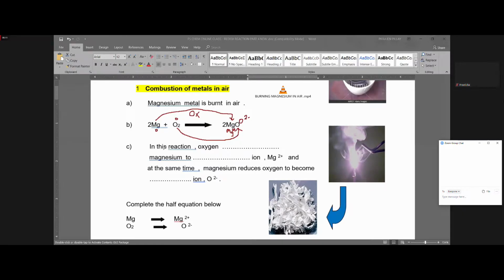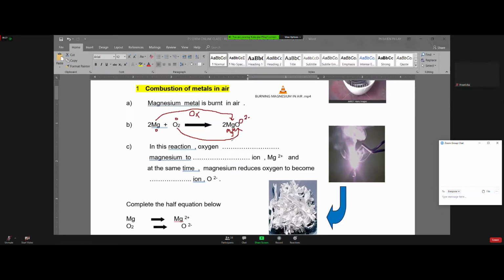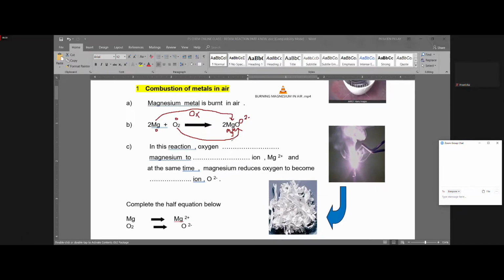Okay, so can we try this now? In this reaction, oxygen oxidizes, write that down. It will oxidize magnesium to magnesium ion. Write that down first. And at the same time, magnesium will reduce, because you can see this process is reduction, correct? So magnesium will reduce oxygen to become, what is the name for this ion? Oxide ion. The name for the ion is oxide ion. So we have described in words what oxygen does and what magnesium does.